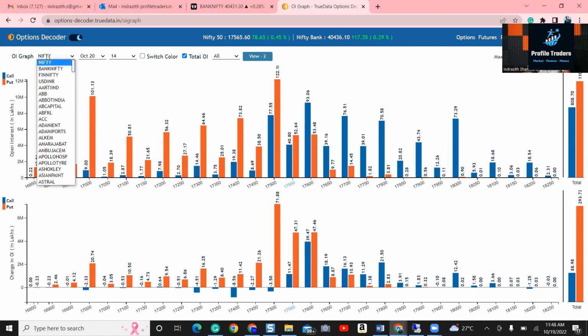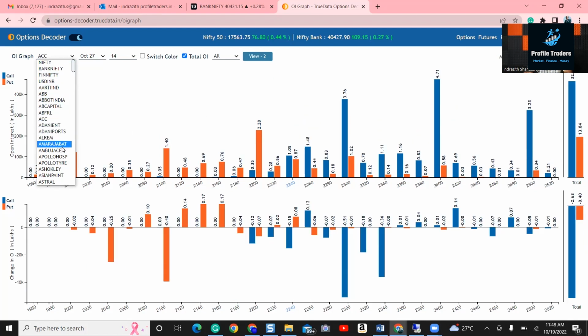Now you can also check the same information for any other stocks. For example, we'll go to, for example, ABB.